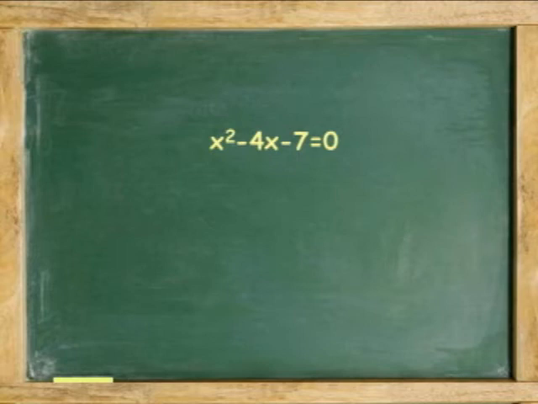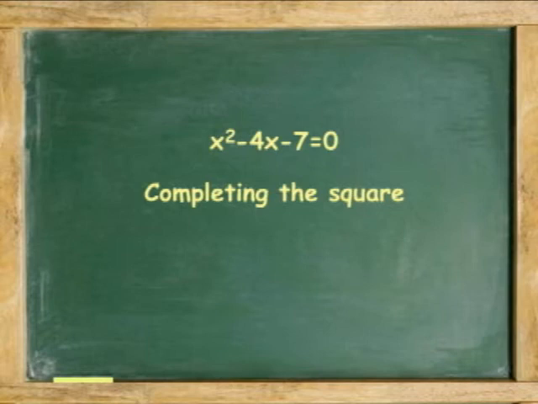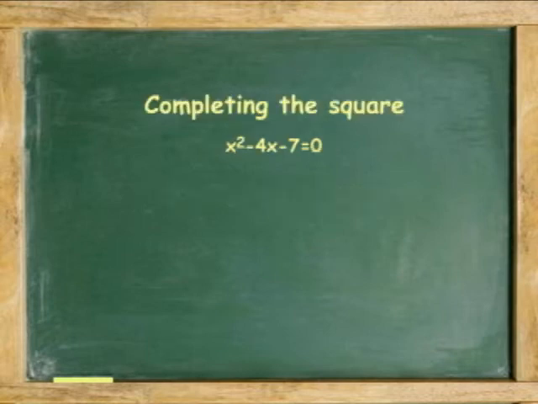To solve this quadratic, we turn to a process called completing the square, which involves making a perfect trinomial square out of the left side of the equation. Step 1. Move -7 to the right side of the equation, leaving an empty space where the -7 was.